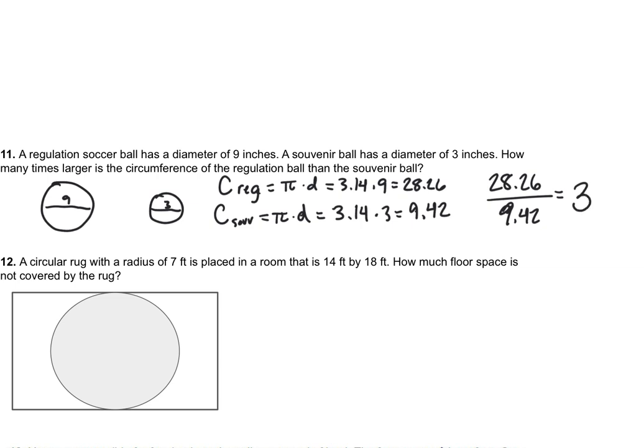My soccer ball, my regulation one, is 3 times bigger than the souvenir, which makes sense, right? If I look at their diameters, 9 and 3, well, if I divide those two, I get 3 again. So when we look at just circumference, if I go up times 3 from the souvenir to the regular size, my circumferences do the exact same. And we see that, right? Because both of them are just being multiplied by the exact same thing. Either way you do it, 9 divided by 3, or 28.26 divided by 9.42, we're going to get an answer of 3 times larger.